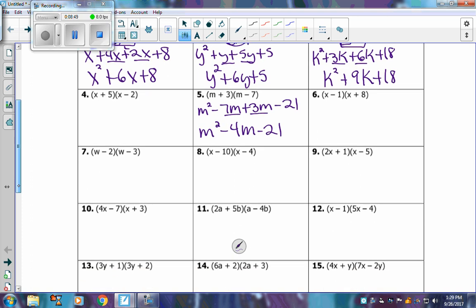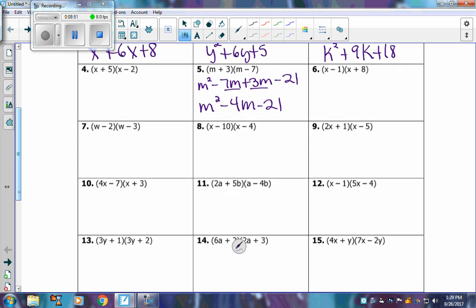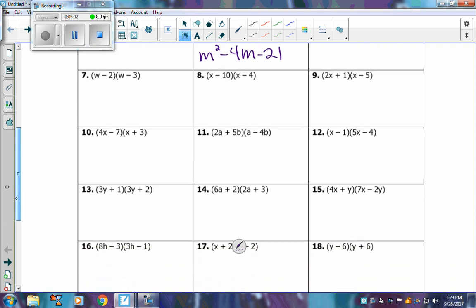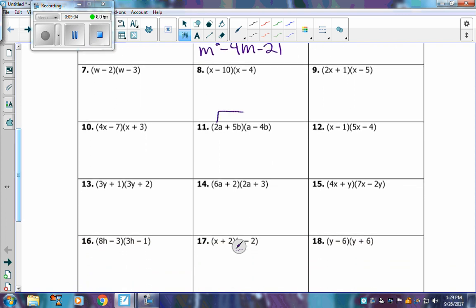Okay. Let's skip to number 11. Now, what looks different about 11? It has 2 variables. Yes, it has an A and a B, 2 variables. All right, so let's see how we do that. I start with 2A times A. 2A squared, adding your exponents, 1 plus 1. Now, that's your first times first. Now, 2A times 4B. Negative 8AB. Remember, if you have more than one variable, we put them in alphabetical order.